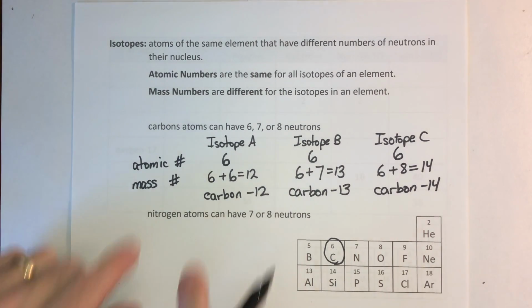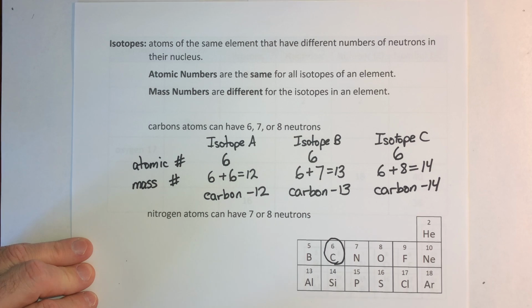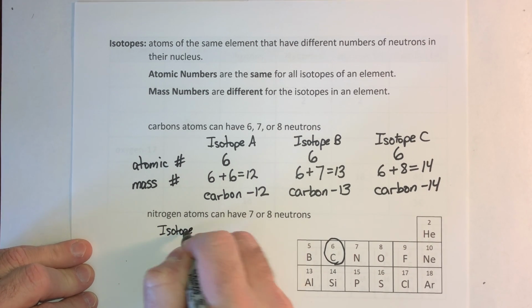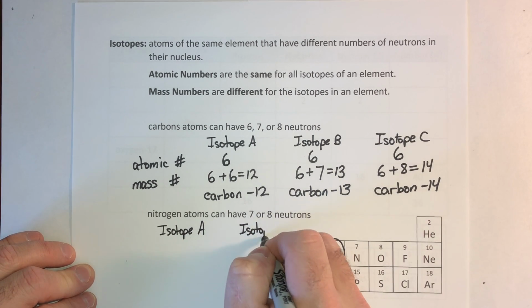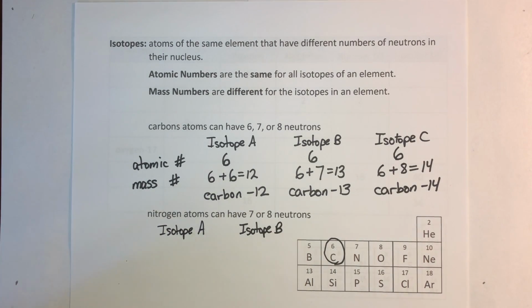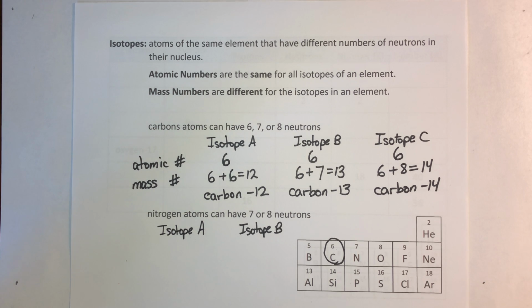All right, let's move on to nitrogen. Nitrogens can have either 7 or 8 neutrons. So again, let's call this isotope A, and let's call this one isotope B. Now, at the end, I'd like to write the symbol, right? I don't want to write the name. I'd like to write the symbol of this.